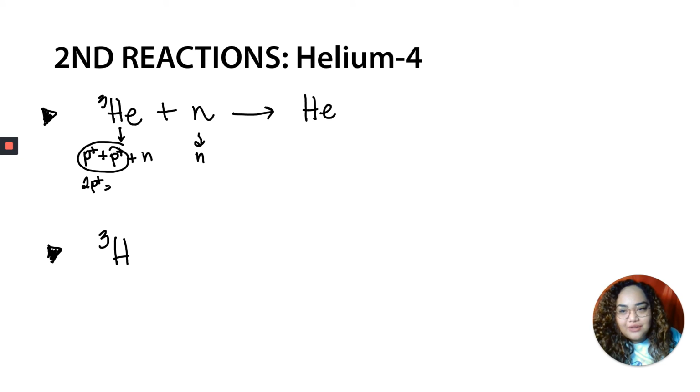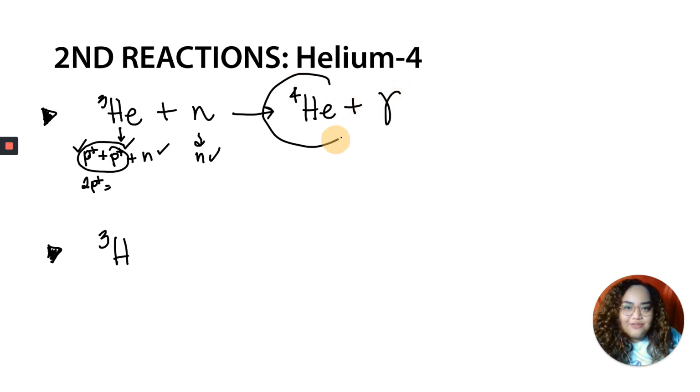Now, let's determine the atomic mass. You just have to count how many 1 AMUs there are here. So you have 1 for this one, another one here, another one here, and another one here. So 1 plus 1 plus 1 plus 1, you'll get 4. So that's helium-4. And then that's gamma. Okay, so you have made a helium-4 here.